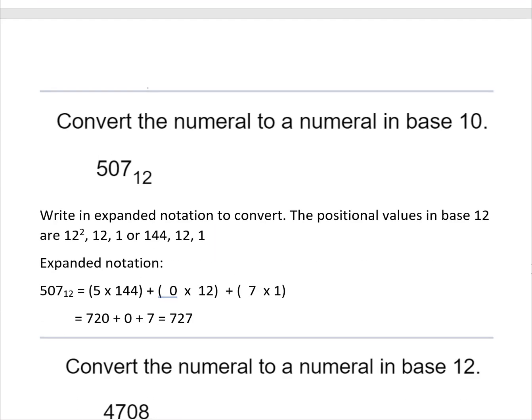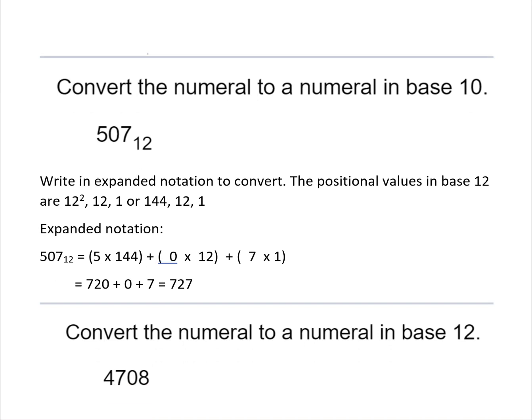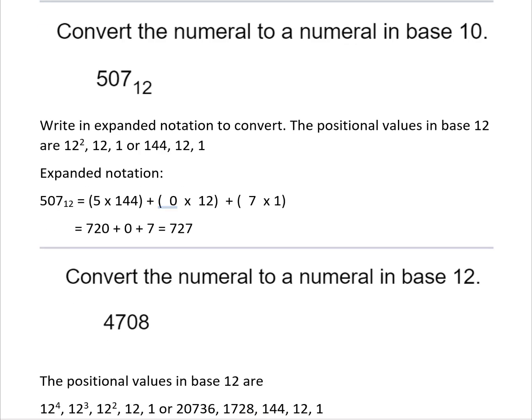Now let's go to a base greater than 10, because remember when we did this, we had to have other symbols to represent numbers above 9. So first of all, let's convert from base 12 to base 10, and you're going to do expanded form again. I've got 3 positions here, so I need 12 squared, which is 144, 12, and 1. And I'm going to write this number, 507 in base 12, in expanded form. So it equals 5 times 144, plus 0 times 12, plus 7 times 1. And if I multiply and add those, I get the number 727. So the number 507 in base 12 is equal to 727 in base 10.